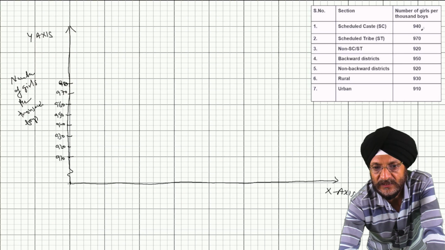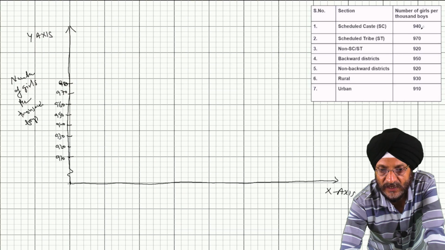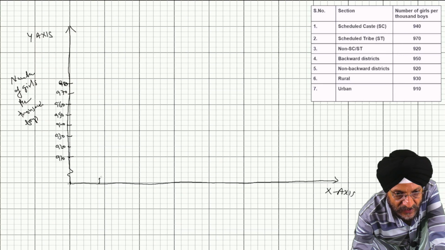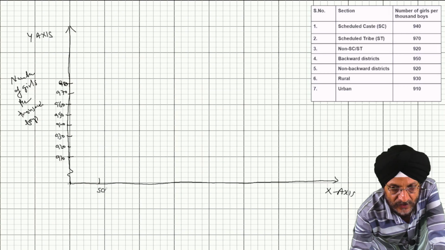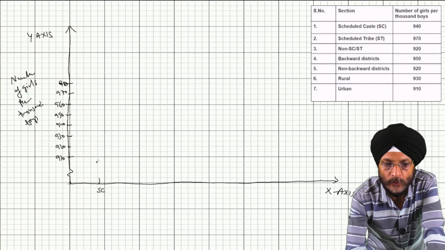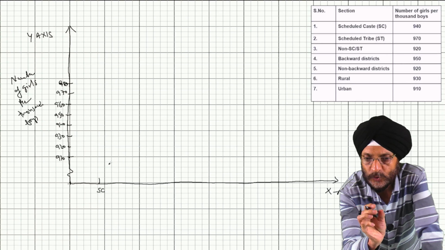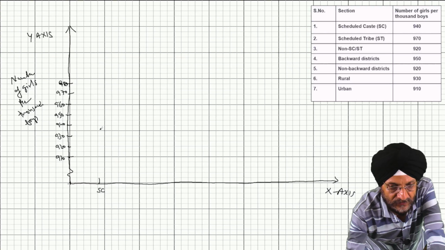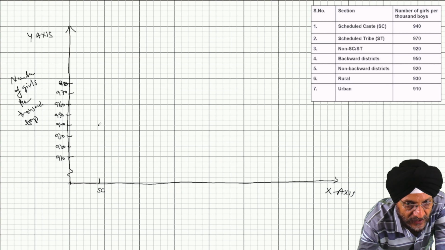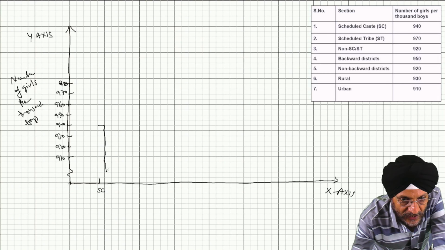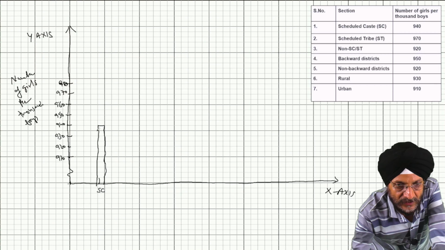So now what is SC? The number of SC girls per thousand boys is 940. So here we will first take SC. It is to be noted that when we are to draw bars, they should be of equal width in each case, whether it is SC or ST. So now first we will take SC. We are drawing the bar in respect of SC. This is 940.